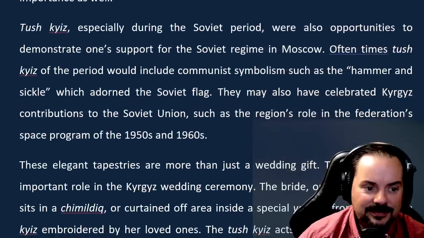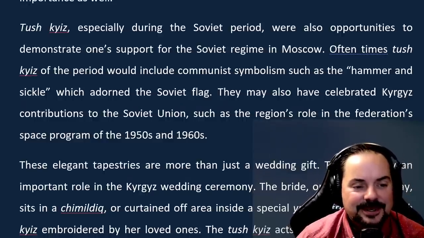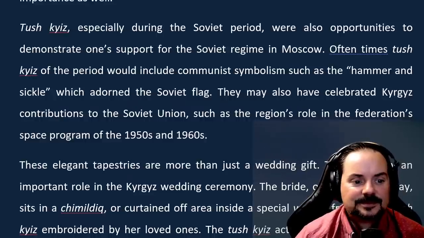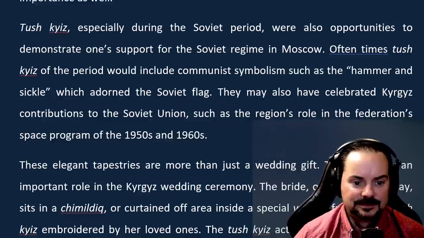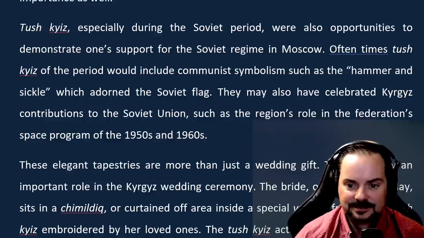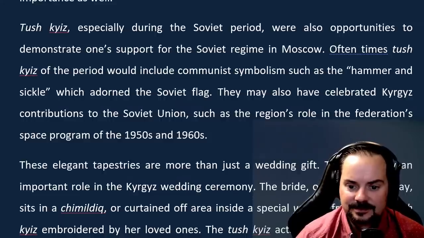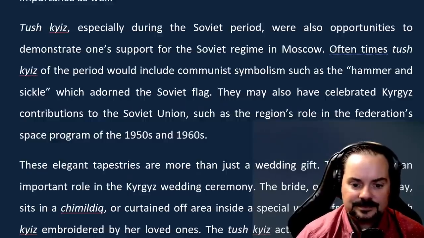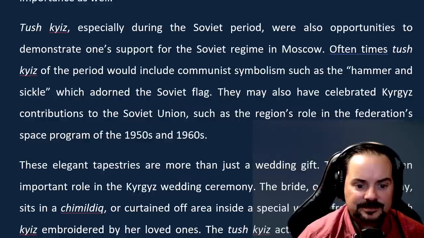Keep going. Should I? Mm-hmm. Okay. Can you scroll down a little bit? Tushkis, especially during the Soviet period, were also opportunities to demonstrate one's support for the Soviet regime in Moscow. Oftentimes, Tushkis of the period would include communist symbolism such as the hammer and sickle, which adorned the Soviet flag. They may also have celebrated Kyrgyz contributions to the Soviet Union, such as the region's role in the Federation's space program of the 1950s and 1960s.